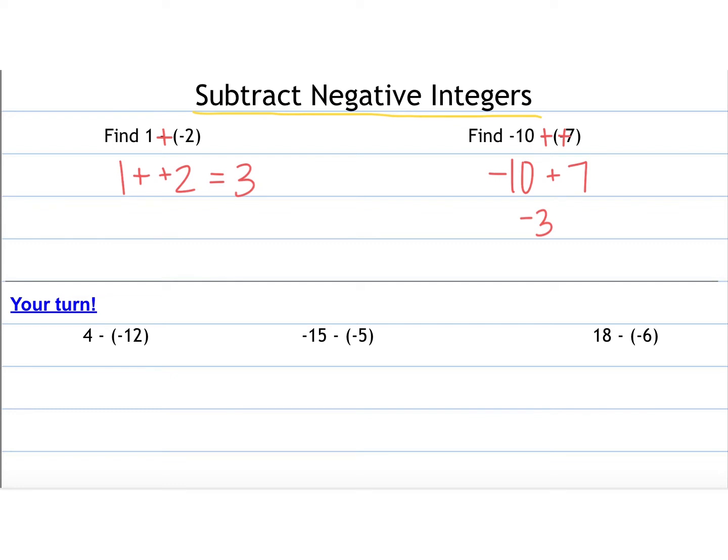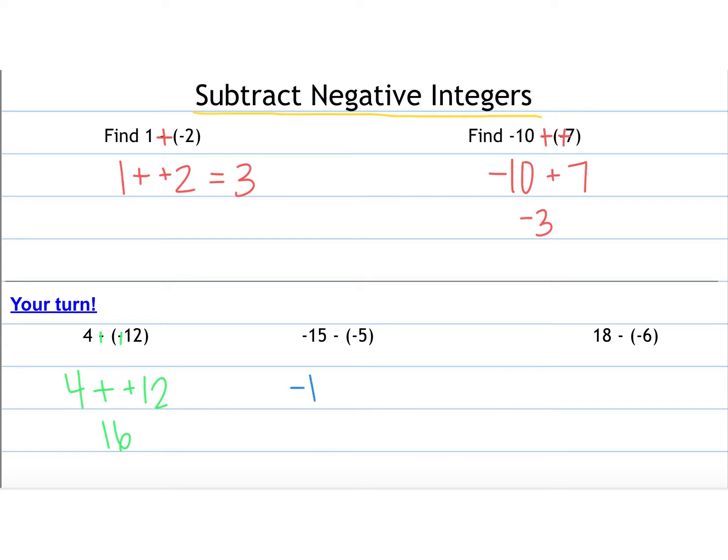4 minus negative 12. Again, you can think of this as chop chop, so we chop the minus and we chop the negative. Keep the first number as a positive. We never, ever, ever change the sign of the first number. It always stays the same. Change from subtraction to addition. And it was a negative 12, so now it's going to become a positive 12. So 4 plus 12 is 16. And they're both positive, so that's why our answer is positive.